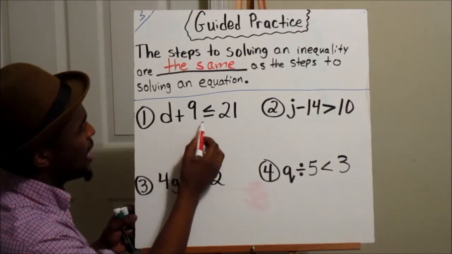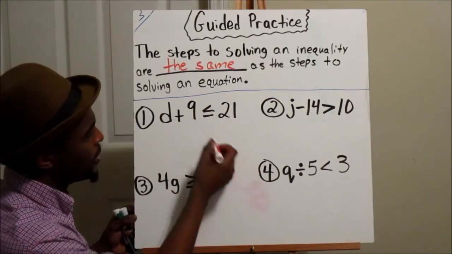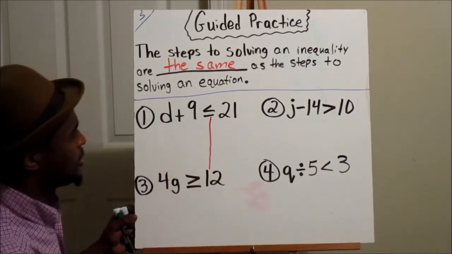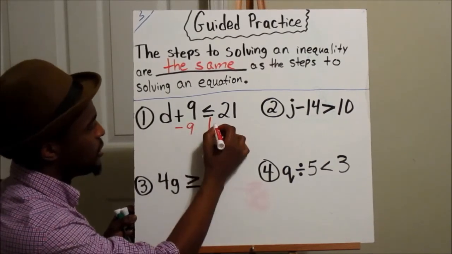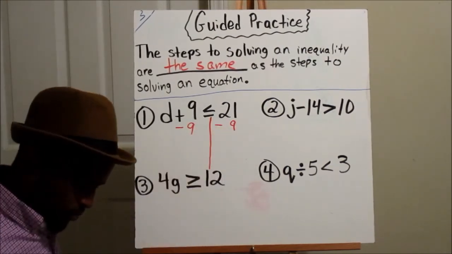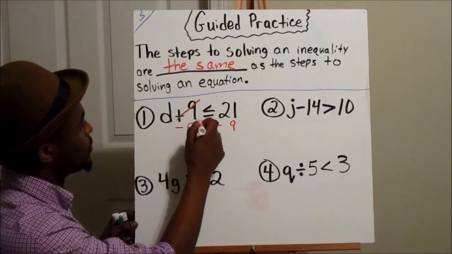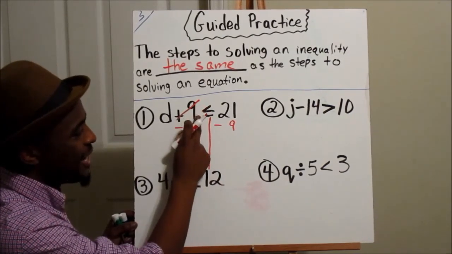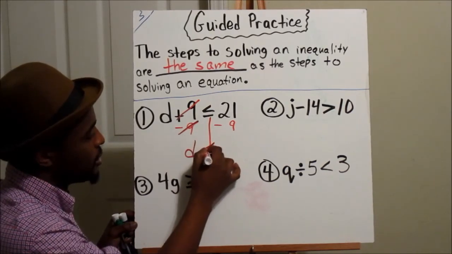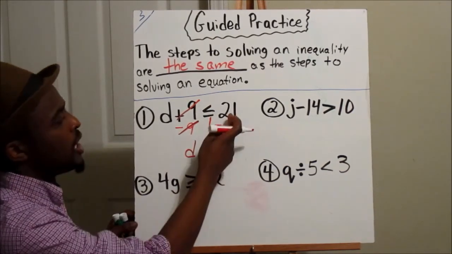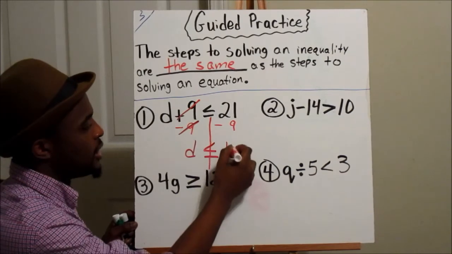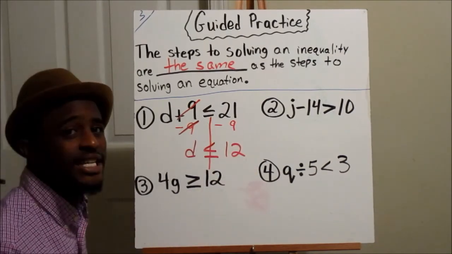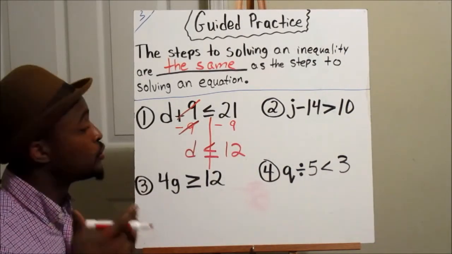Alright, so we have d plus 9 is less than or equal to 21. Again, I'll still draw my line. I'll do the inverse operation. And I'll get d. And instead of putting an equal sign, I'll put the less than or equal to sign. So I just drop my symbol down. And then 21 minus 9 is 12. So I can say that d is less than or equal to 12.